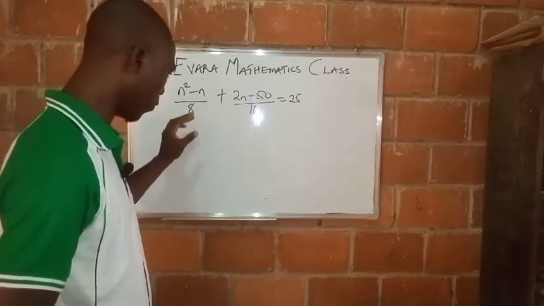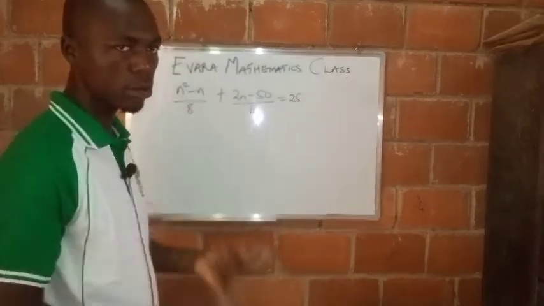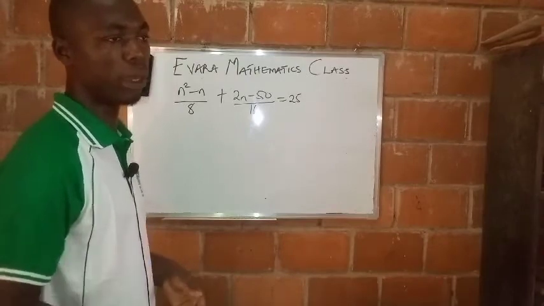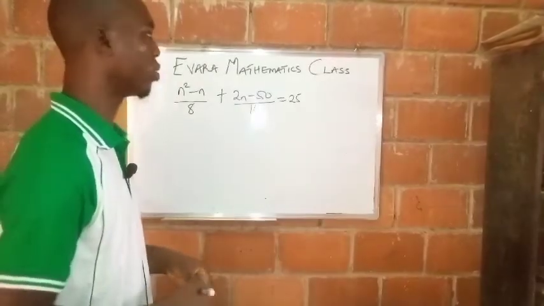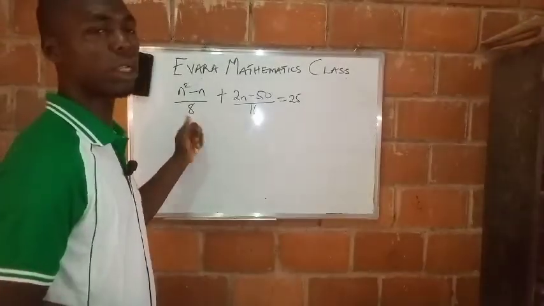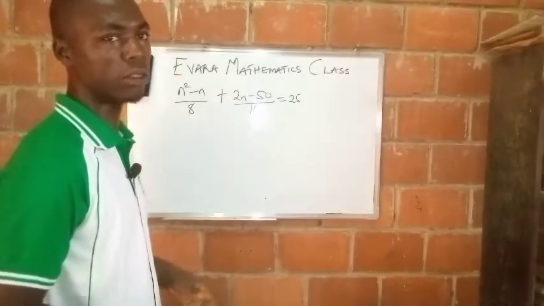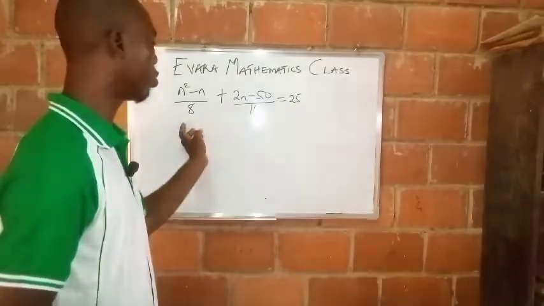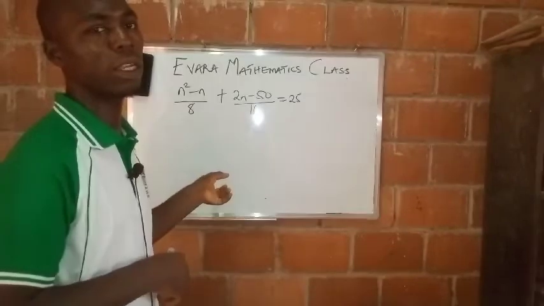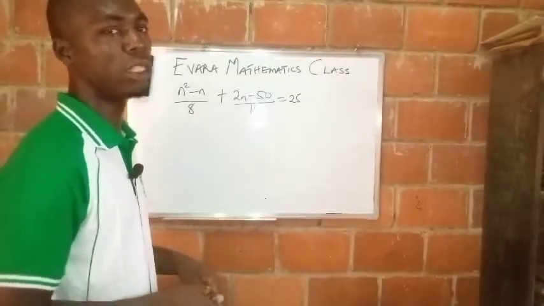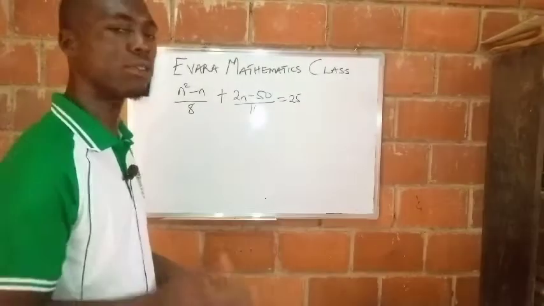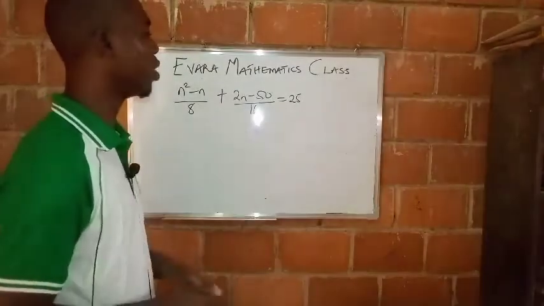The LCM of 8 and 16, without using the normal LCM method, is 16 because 8 can divide 16 without a remainder. So when you have two denominators in which the smaller one can divide the bigger one without a remainder, then you take the bigger denominator as your LCM. So the LCM here is 16.